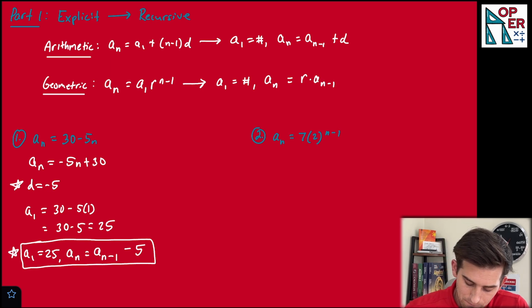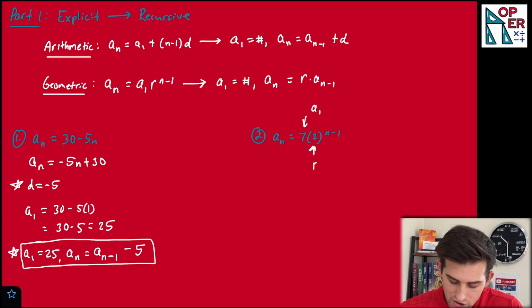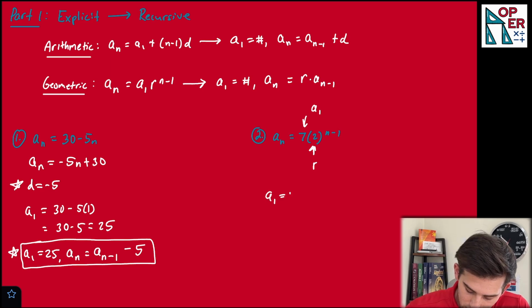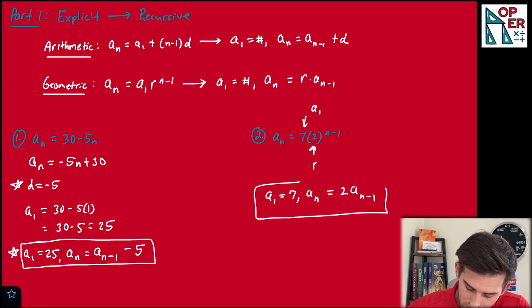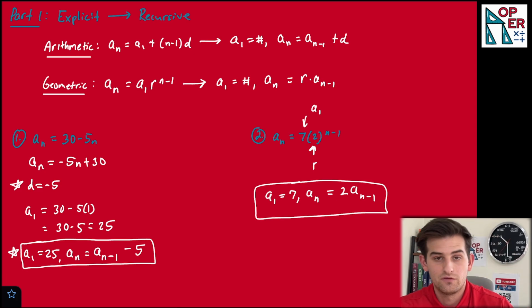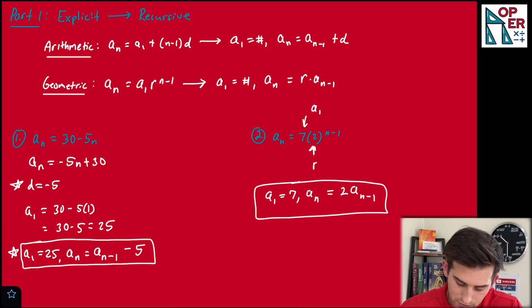For geometric, when we look at our geometric sequence, 7 right there is our first term, and the number that's in parentheses is our common ratio. So really that's all we need. So we can write a sub 1 equals 7, and then a sub n equals 2 times a sub n minus 1. And that'd be our recursive rule from the explicit rule for number 2.